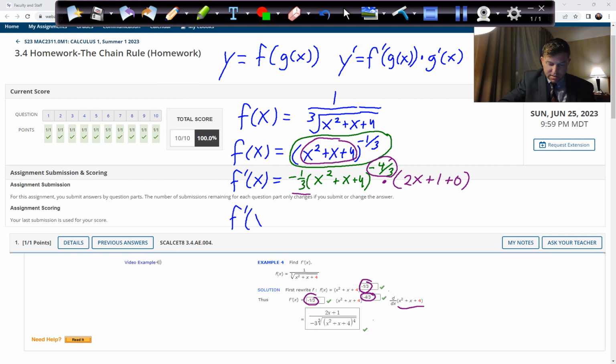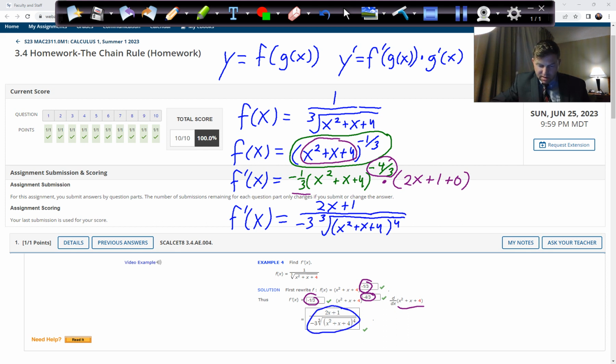So f prime x would equal, this 2x plus 1 is going to go on top, and then this minus can go in front of that 3, and then it's going to be the cube root of that quantity, x squared plus x plus 4 raised to the 4th. So that's what minus 4/3 is. The 4 sticks with the bubble, the 3 goes outside of the radical symbol, and it's in the denominator because of the minus sign. And I believe that should match exactly what I typed there. 2x plus 1 on top, minus 3, 3rd root of the quantity to the 4th. Yep, that's right. Okay, so that's the first problem.